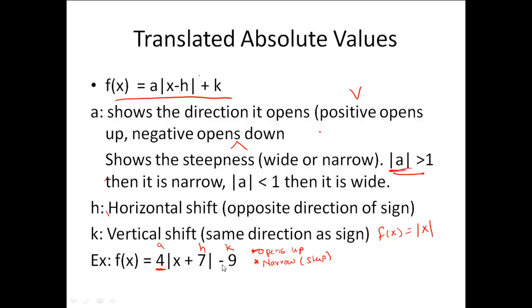Then we can move on to the h. Now the 7 is our h. That tells us our horizontal shift, but we have to use the opposite direction. So this is a plus 7, which you would think is to the right, but you use the opposite for h, so you actually move 7 units left.